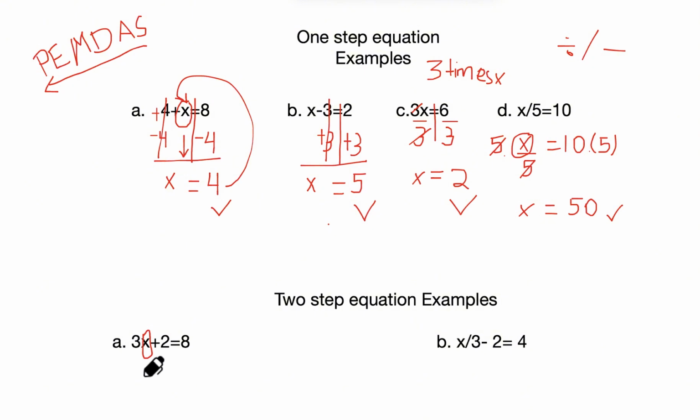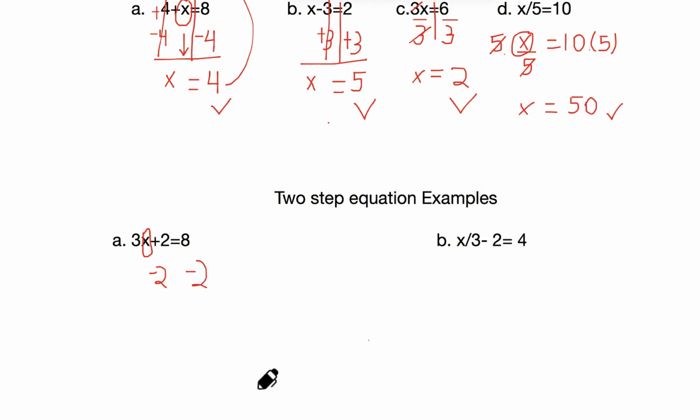Okay, so we have 3x plus 2 equal 8. Okay, so in our reverse order of operation, the addition comes first before multiplication. So we need to take care of addition here. Okay, so because we have plus 2, we're going to do the reverse sign, which is minus 2 on both sides. So plus 2 and minus 2 cancel, right? I'll be left with 3 times x.